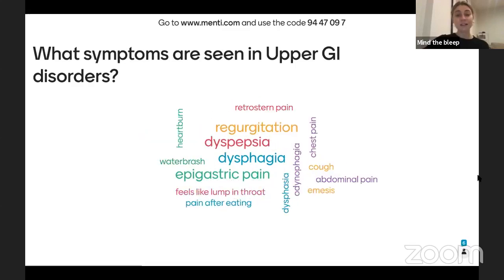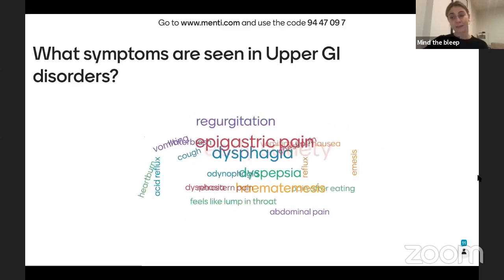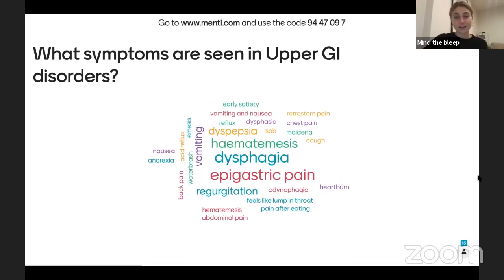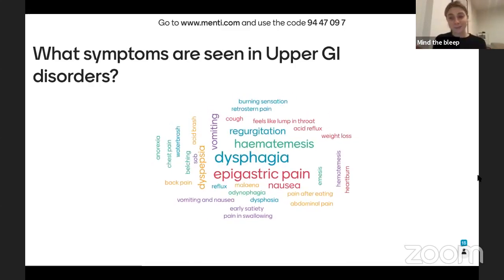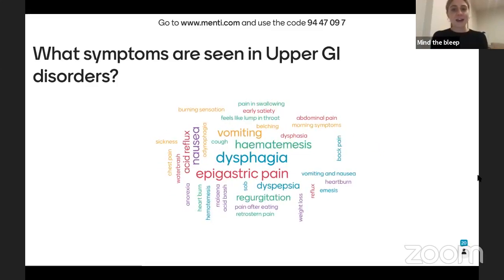And the reason why this is important is because when the patient presents with one of the symptoms of the upper gastrointestinal problem, then it's very important for you to ask all the other questions, just to be able to diagnose your patient more precisely and choose your investigations appropriately.